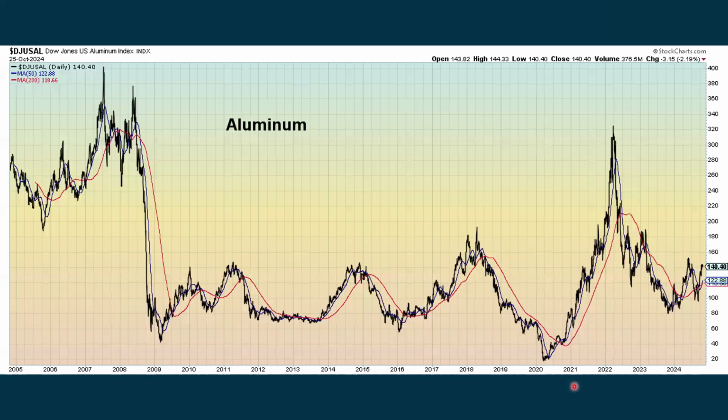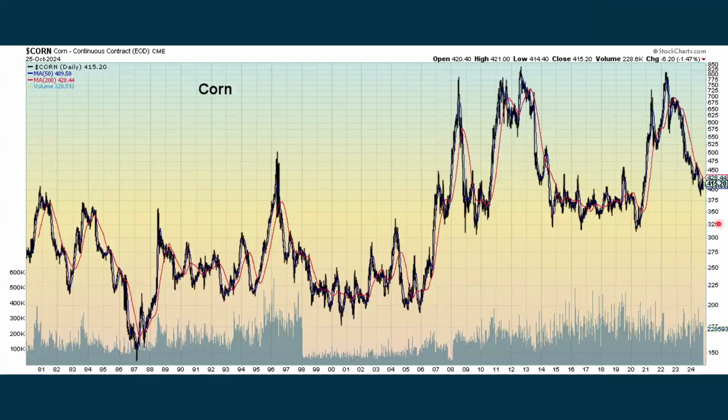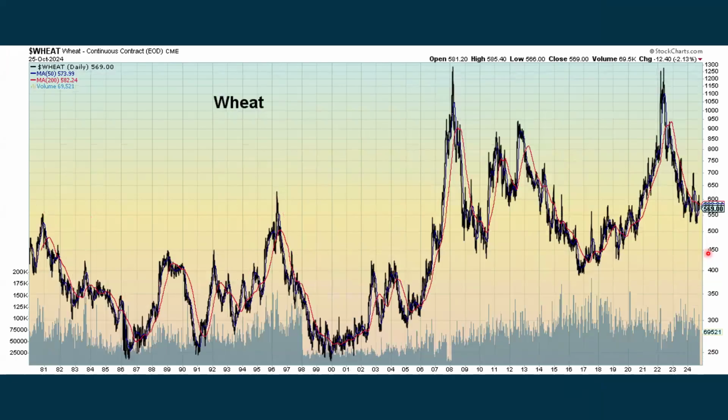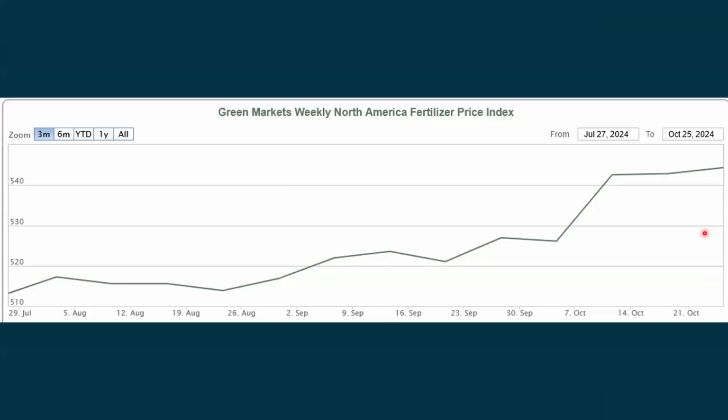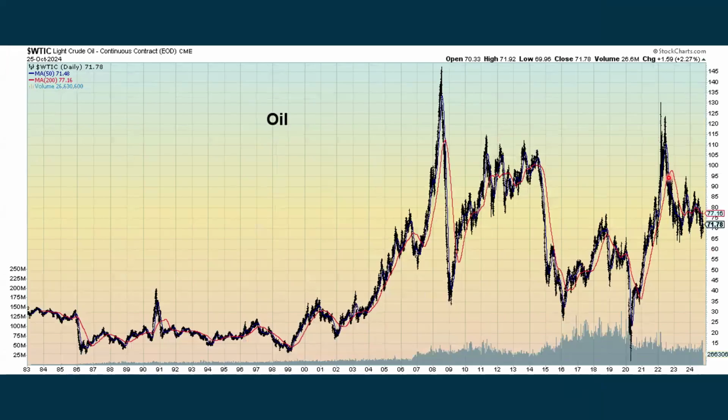Then we keep an eye on some other markets just to see what's going on there, where aluminum is now going up and starting an uptrend. Corn is in a downtrend. Wheat is also in an overall downtrend. Fertilizer has been going up lately, but not really shooting higher the way it was a few years ago.